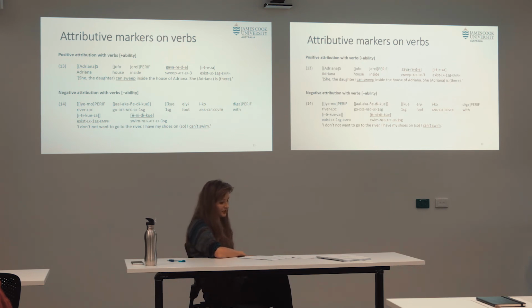Example 14 illustrates negative attribution with verbs, so lack of ability. Here you have a small girl who was asked to go to the river to play, and she didn't want to go, and she answered, Idzie mohajaka niedykwe, kwe eiji iko ittykweta, inidykwe. If you look at the last predicate inidykwe, I cannot swim, that's the verb which is marked with this negative attributive for lack of ability.